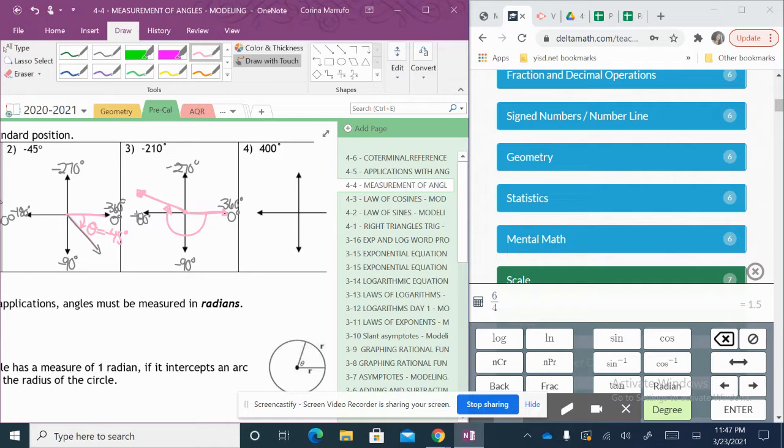Now remember, since it is a negative angle, we do have to go in the negative direction. So it doesn't necessarily mean a negative number, but it does mean the direction. It shows you the direction you're supposed to go in.